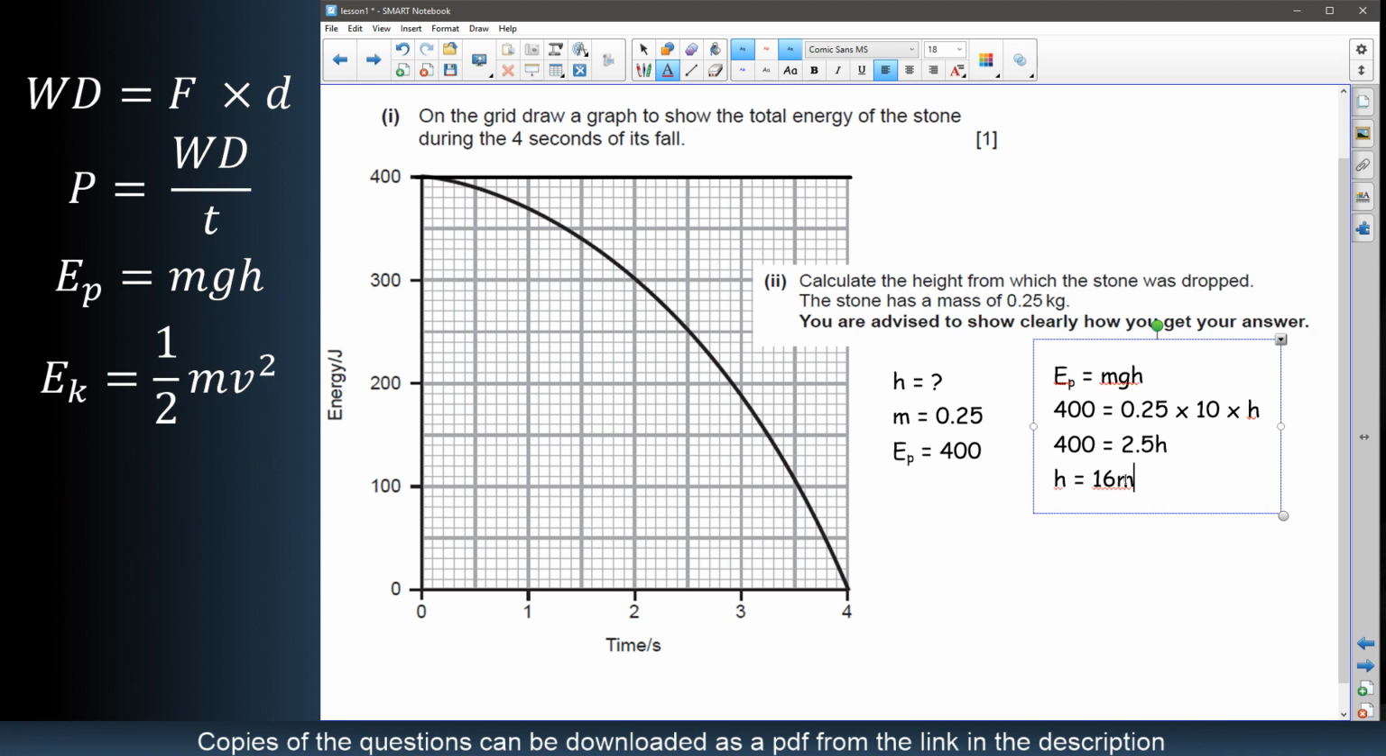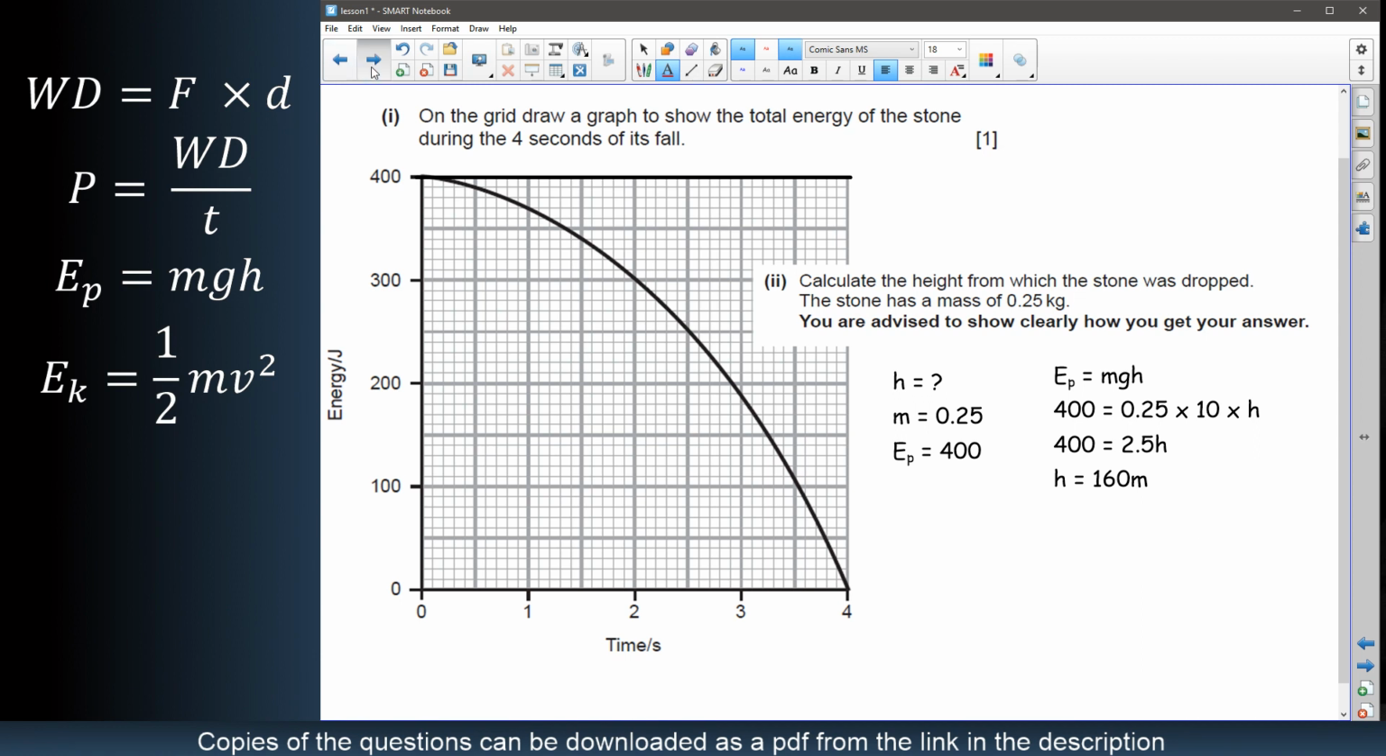Maybe not. 10 would be 25. No, that's not right. That's definitely not right. 160? Yeah, 160. Thought that was right. 160 meters up. Yeah, it's light stone. Drop from 160 meters. Okay, are we all good?